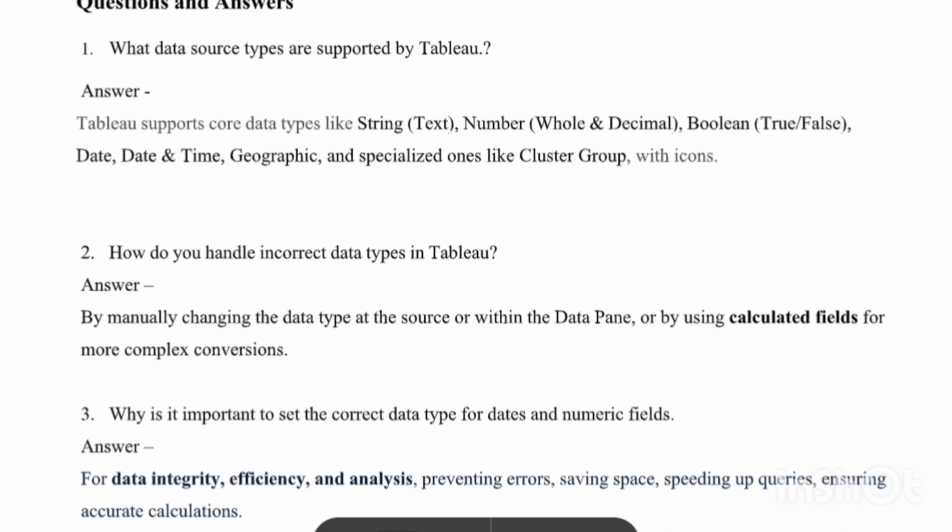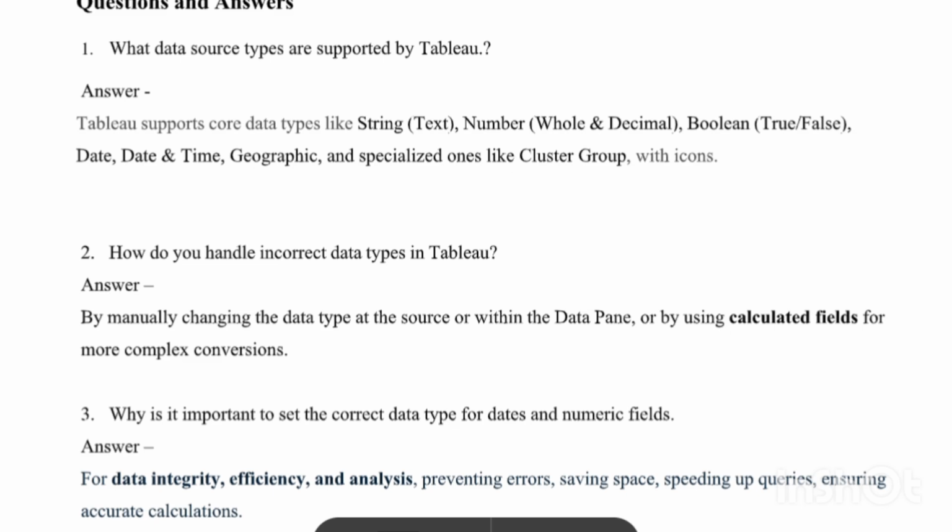Handling incorrect data types can be done in a few ways. You can fix the type directly in Tableau's data pane, correct it at the source, or use calculated fields for more complex conversions. Using the correct type not only prevents errors but also improves performance and ensures your visualizations are accurate.